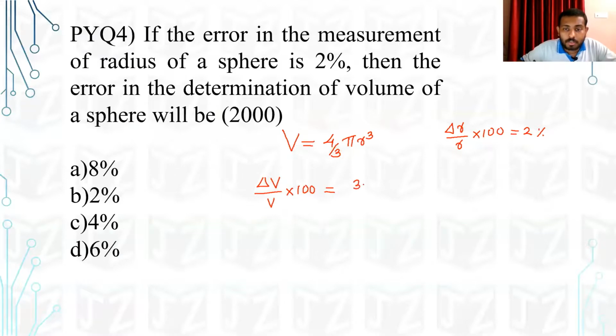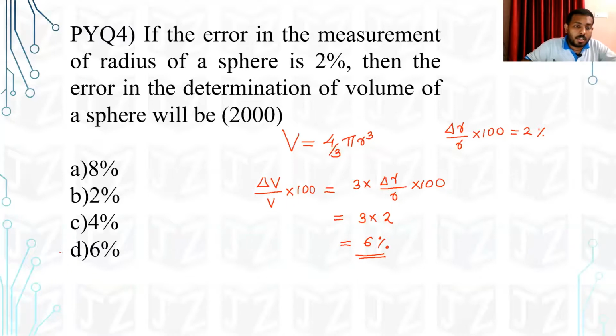We have 3 into delta r by r into 100. And we get 3 into this percentage error in radius, which is given as 2%, right? Therefore we can write 3 into 2 and we will get the percentage error in the volume as 6%. So option D is the correct answer.